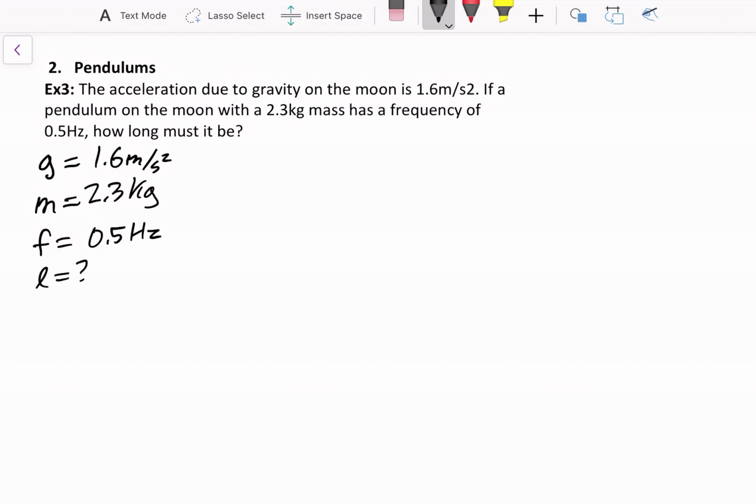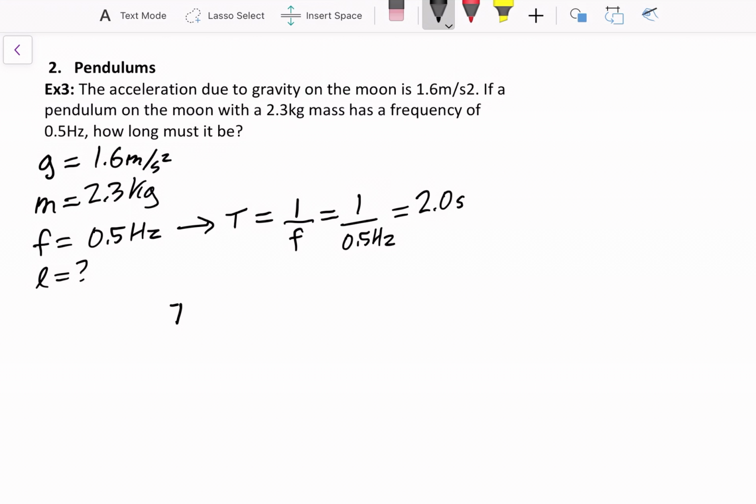So I always like to write down everything that I am given. We weren't necessarily going to use it all, but it's good to pull it out of the question. Anytime we are given a frequency, I like to change it into a period, since all of the formulas that we're going to be working with here involve periods. So remember, period is equal to the inverse of frequency, 1 over frequency, 1 over 0.5 hertz. So our period here is going to be 2.0 seconds.